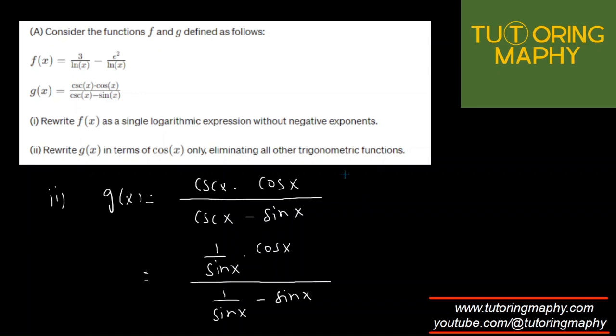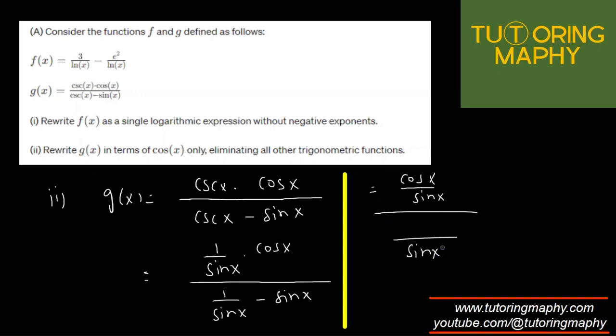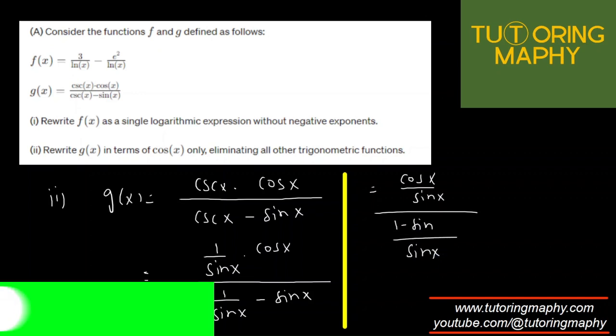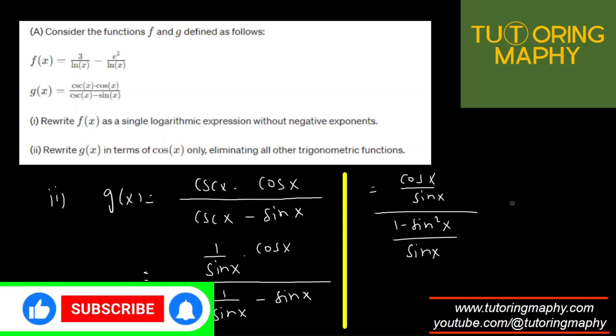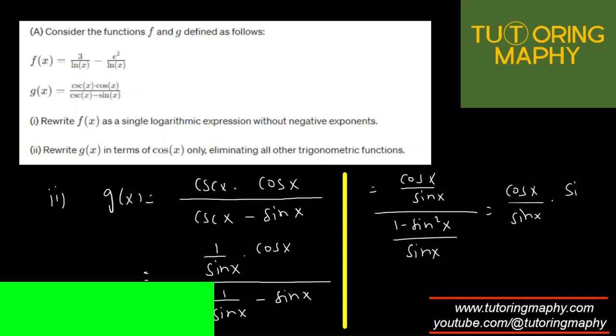Now I'm going to take the common denominator on top and bottom. In fact, there's no need for a common denominator on top. The top is just cos x over sin x. But in the denominator, we do need to take sin x as a common denominator, and we are left with 1 minus sine squared x. All right, what next? I'm going to do keep, change, flip. So I change and flip it.